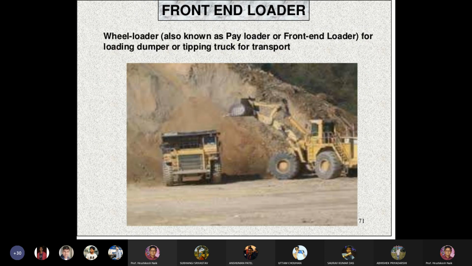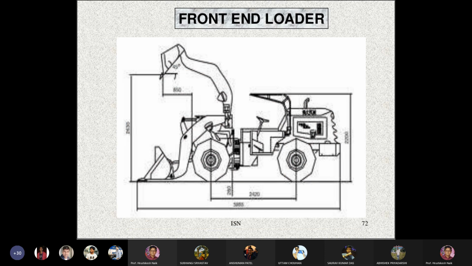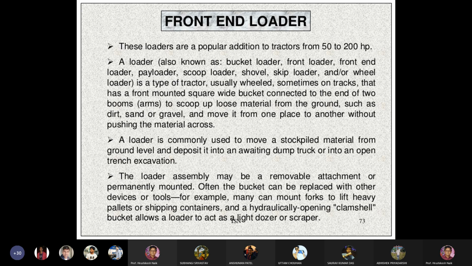There is another machine used in open cast mines which is called a front end loader. It can load to the dumper. Wheel loader, front end loader, also known as payloader, is used for loading dumpers or hauling trucks for transport purposes. So this is the front end loader. So what is the function of the front end loader?